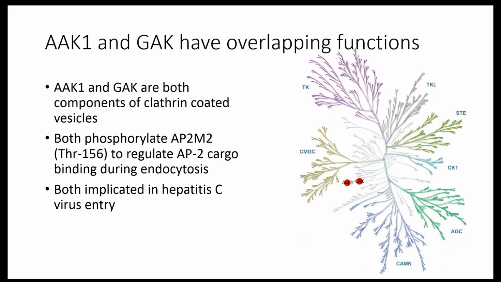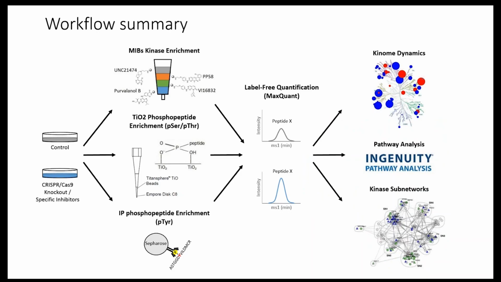They have overlapping functions. They're associated with clathrin-coated vesicles, and they're involved in regulating AP2 cargo binding during endocytosis. And there's been an increasing interest in AAK1 and GAK because they're implicated, for example, in viral entry through endosomes. So, for example, with hepatitis C and now with Zika virus, the idea is that AAK1 and GAK are possibly targets for inhibitors that might inhibit viral entry. So our workflow is summarized.